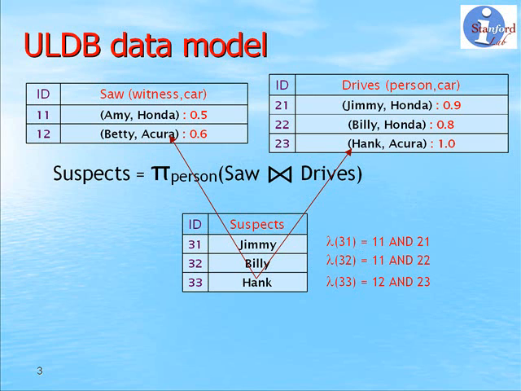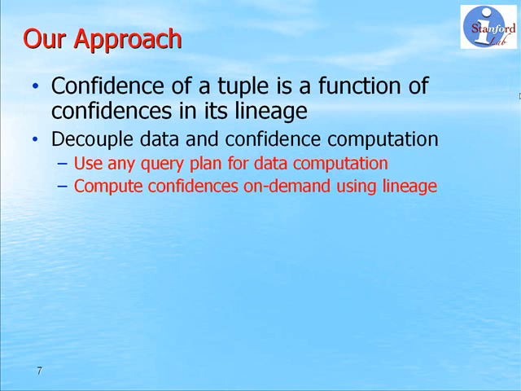However, previous work has shown that this cannot be done for all queries. We take a slightly different approach to confidence computation in ULDBs. It is based on the key observation that the confidence of a tuple is a function of the confidences in the lineage of this tuple. This allows us to very nicely decouple data and confidence computation. Specifically, we can use any query plan to compute the data portion in the result of every query, and then we use the lineage to compute confidences on demand.